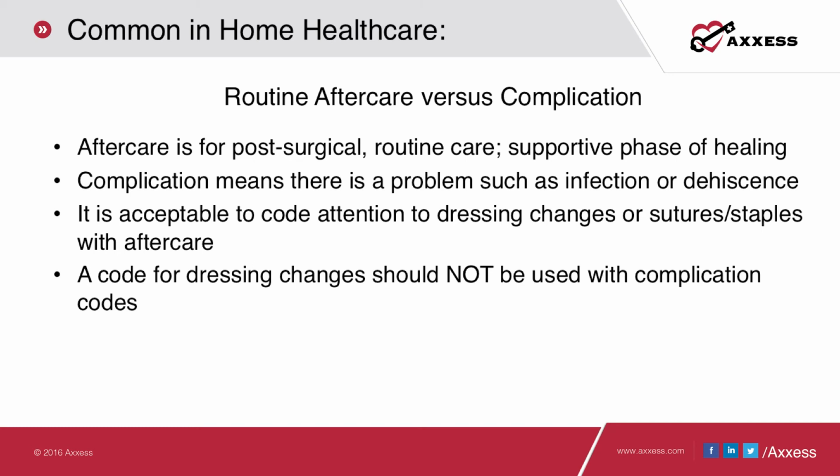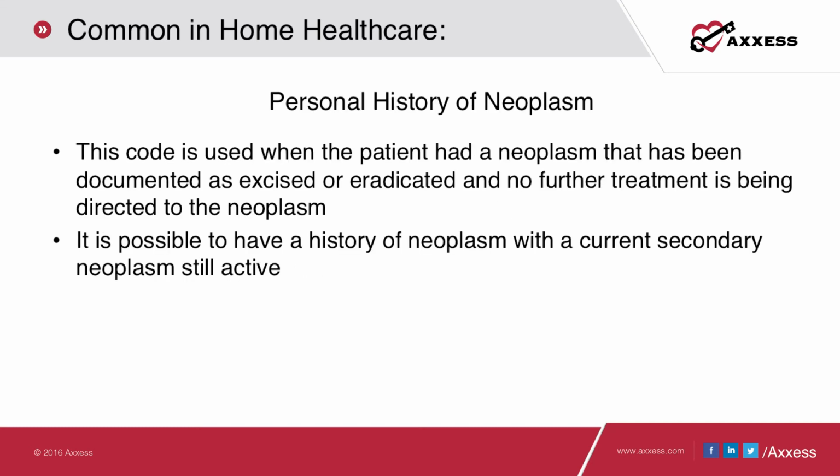However, if they ended up with a post-op infection, you would not code the dressing changes. Let's talk next about the difference between a history of neoplasm and actually coding the neoplasm. A personal history of neoplasm is used when the patient had a neoplasm that has been documented as excised or eradicated, and no further treatment is being directed to that neoplasm.